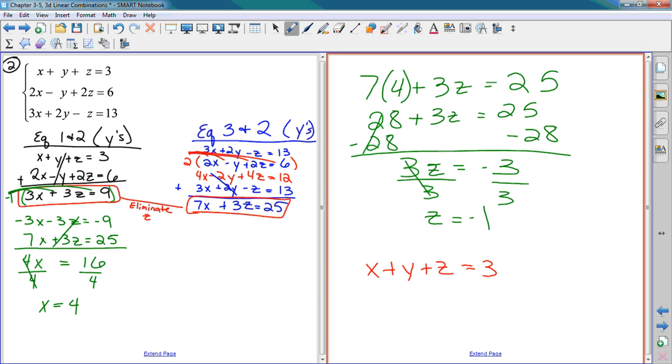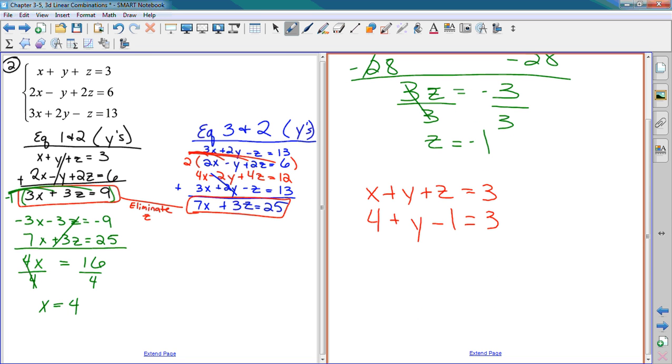Okay? So I plugged it into this one, got z, and now that I have x and z, I can find y. So I have 4 plus y minus 1 equals 3. Here's my z, and my x is over there. 4 minus 1 is 3. 3 plus y equals 3. Minus 3. y equals 0. Whew, that was a lot of work.